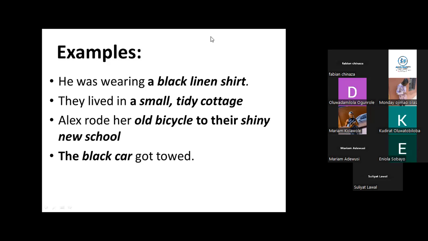Now, the last example that we have for this type of phrase is: the black car got towed. Here the noun phrase is functioning as the subject of the verb got towed.